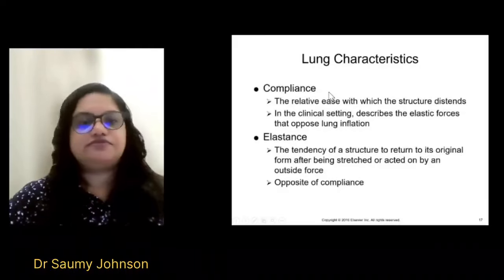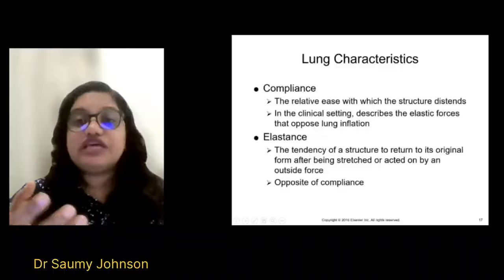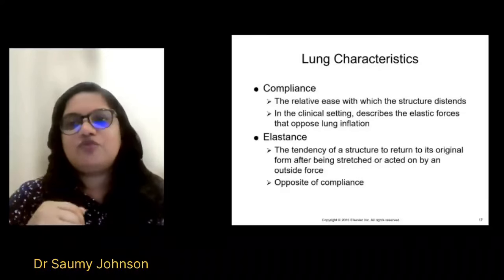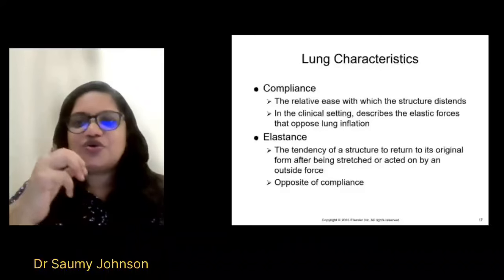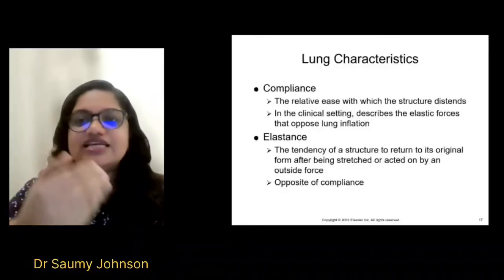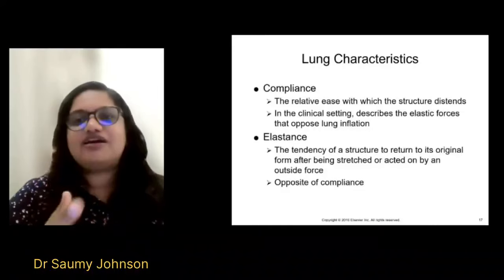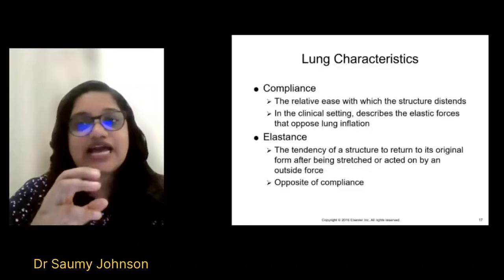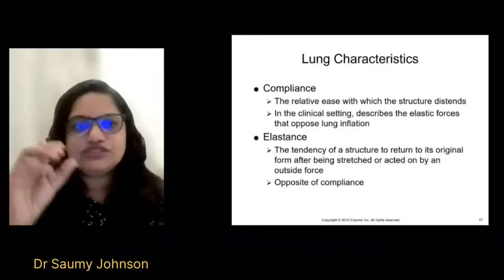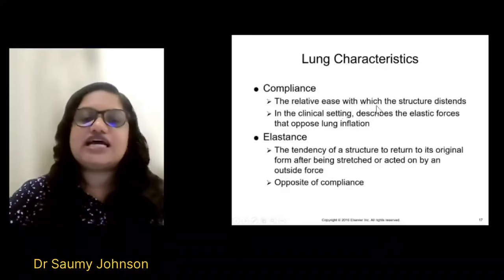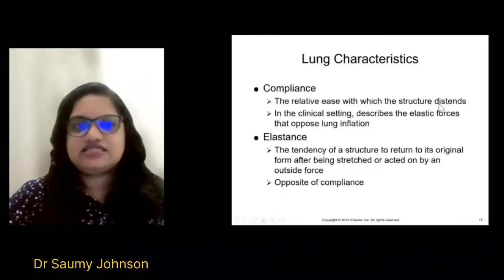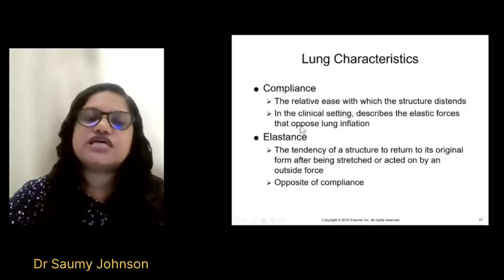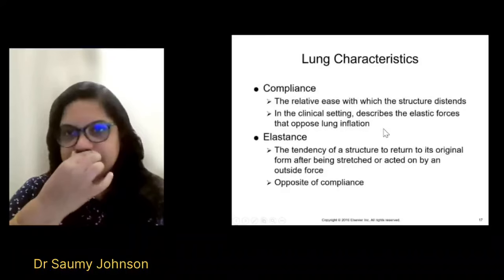So, what is compliance? Compliance is the relative ease with which a structure distends. If you take a balloon, we all blow balloons during birthday parties. So, the easiness to blow a balloon and make it big is the compliance of the balloon. The alveolus is similar to, not exactly the same, but similar to these balloons. So the relative ease at which the structure distends is the compliance, in simple words. In clinical settings, it describes the elastic forces that oppose lung inflation.